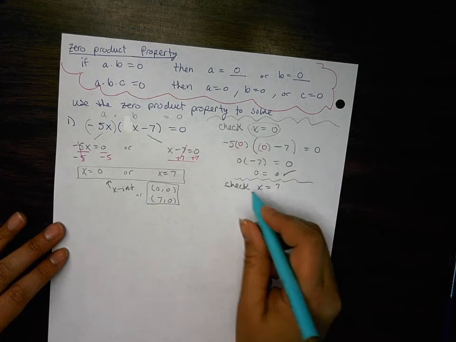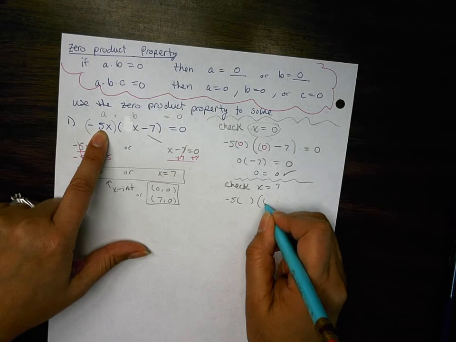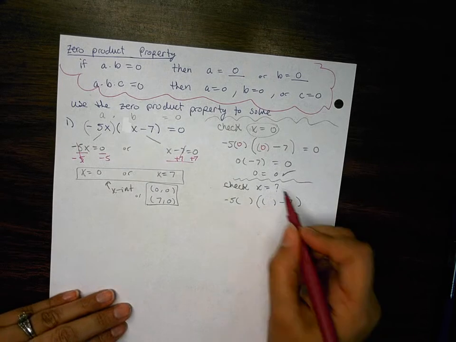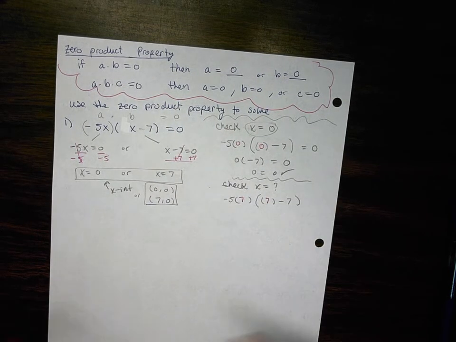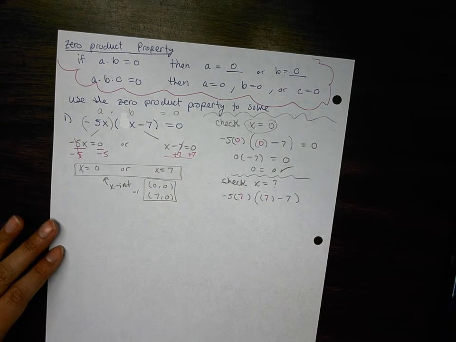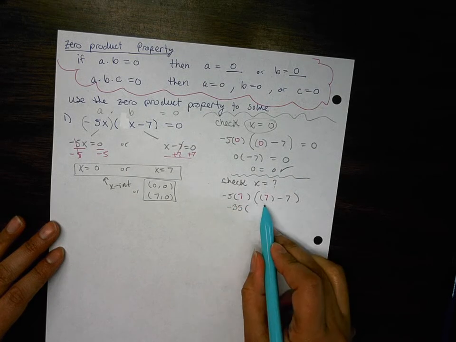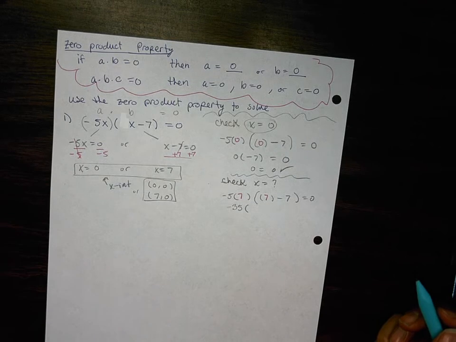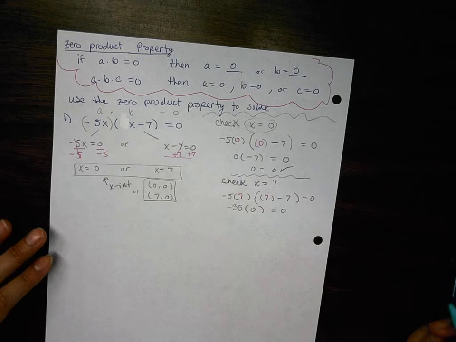7. Okay, negative 5 blank, I'm using this one right here, times blank minus 7. And what are we plugging in this time? 7. Negative 5 times 7, and then 7 minus 7. All right, negative 5 times 7 is negative 35. What's 7 minus 7? 0. And what's negative 35 times 0?